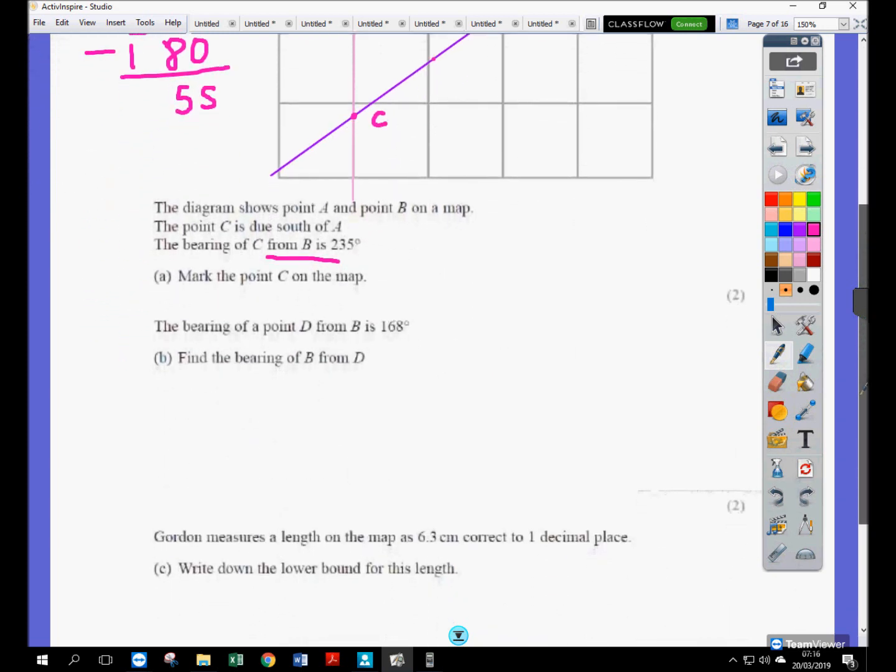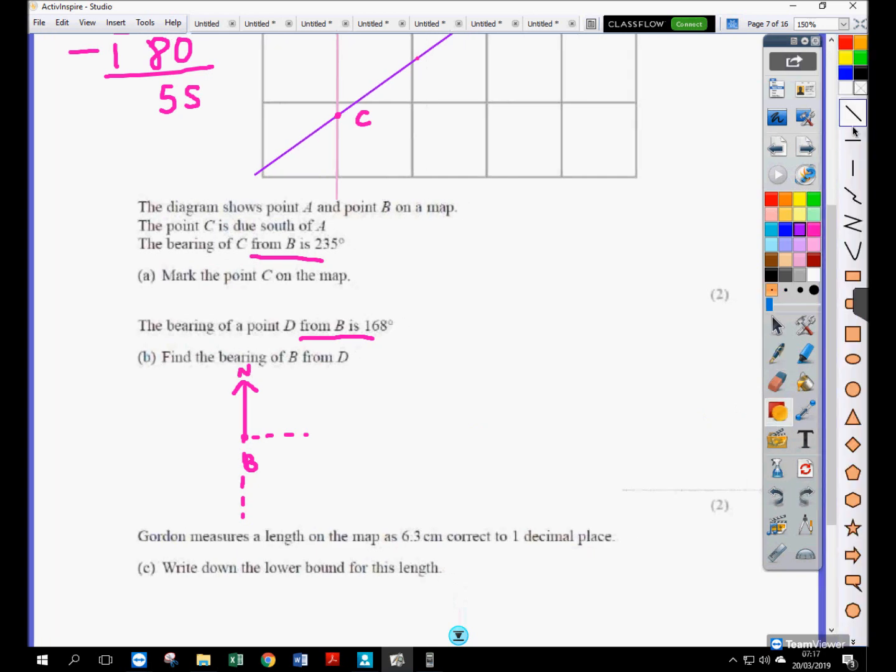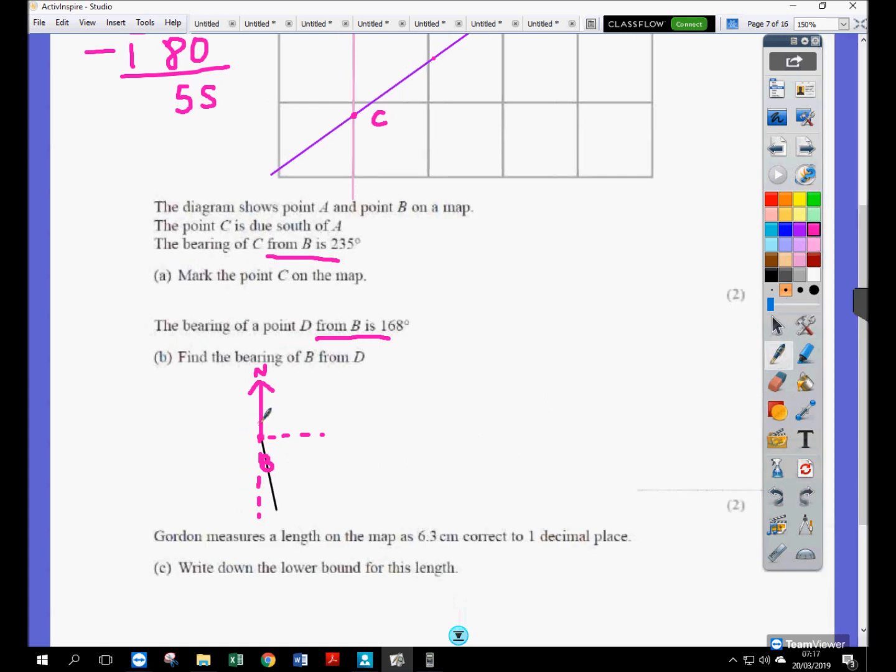The bearing of a point D from B. So from B is the important one, 168. Now I'm just going to draw a little sketch of this. This is from B, so just put a dot here with a B. North line, yeah, and it's on a bearing of 168. So this is 90, and this is 180, and 168 is almost 180, so it's going to be quite close to that one. So let's just say it's here somewhere. So this bearing here is 168. D is somewhere on this black line.